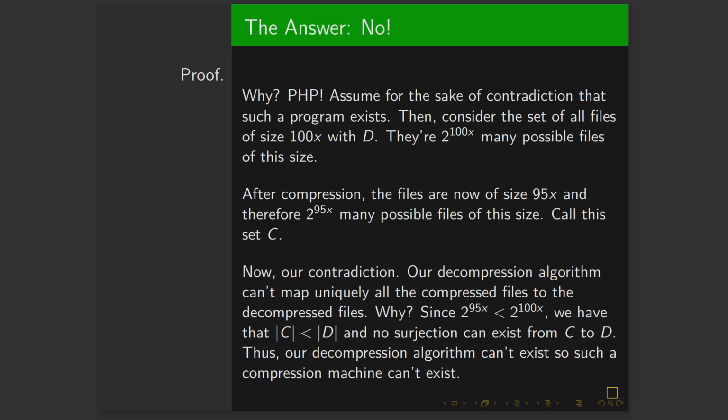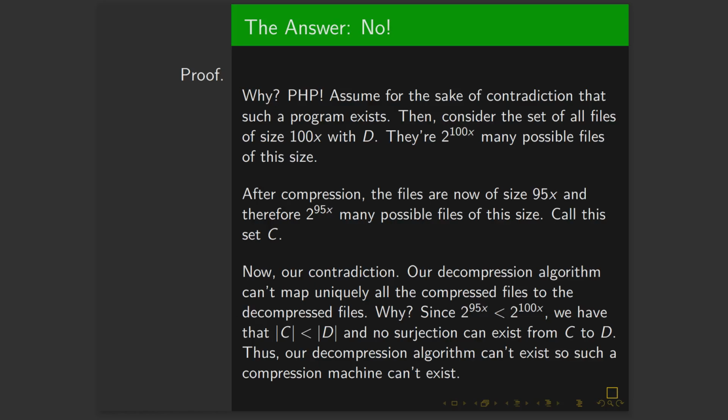Now, our contradiction. Our decompression algorithm can't uniquely map all the compressed files to the uncompressed files. Let's think about it. The size of all the compressed files is 2 to the power of 95x, which is less than the size of the uncompressed files, 2 to the power of 100x. So we have that the cardinality of C is less than the cardinality of D, so we can't find a surjection from C to D. So this is kind of the opposite of the pigeonhole principle.